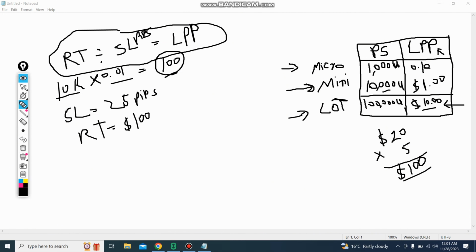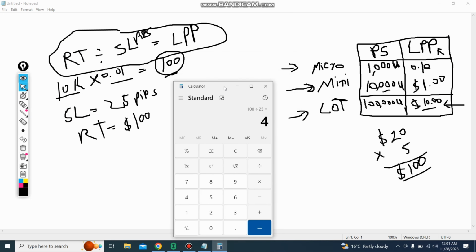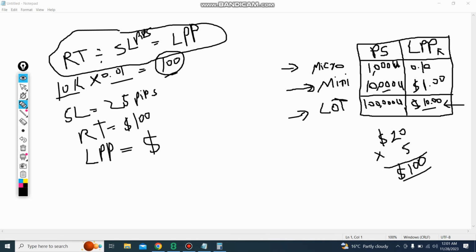We can actually do this on a calculator really quickly to make it super easy. We have a $100 risk, that's our risk tolerance, divided by the amount of pips in our stop loss, which is 25. That gives us 4. That means $4 is our LPP, loss per pip. So again, LPP means the amount of money we can lose per pip is $4.